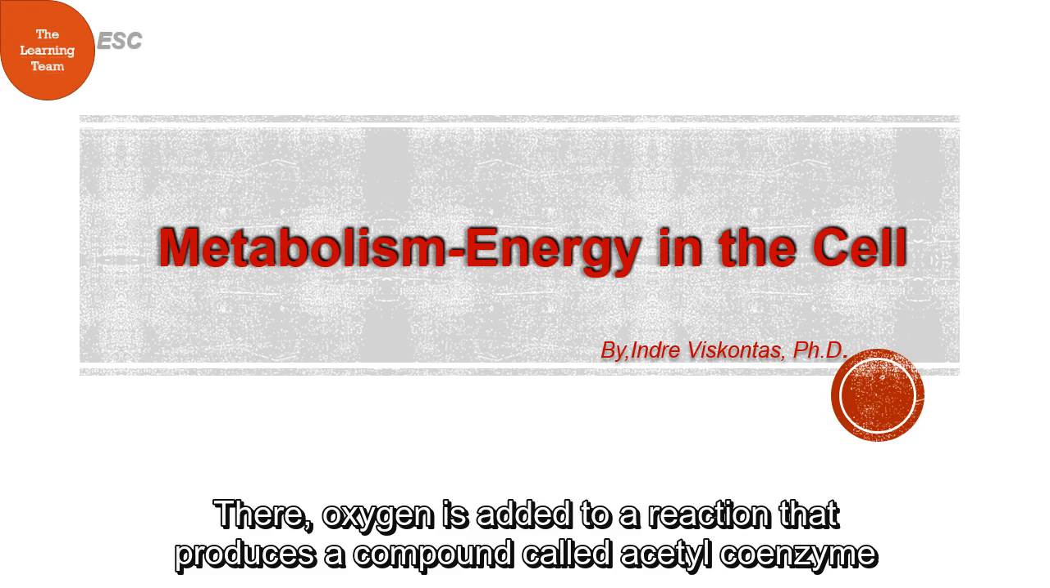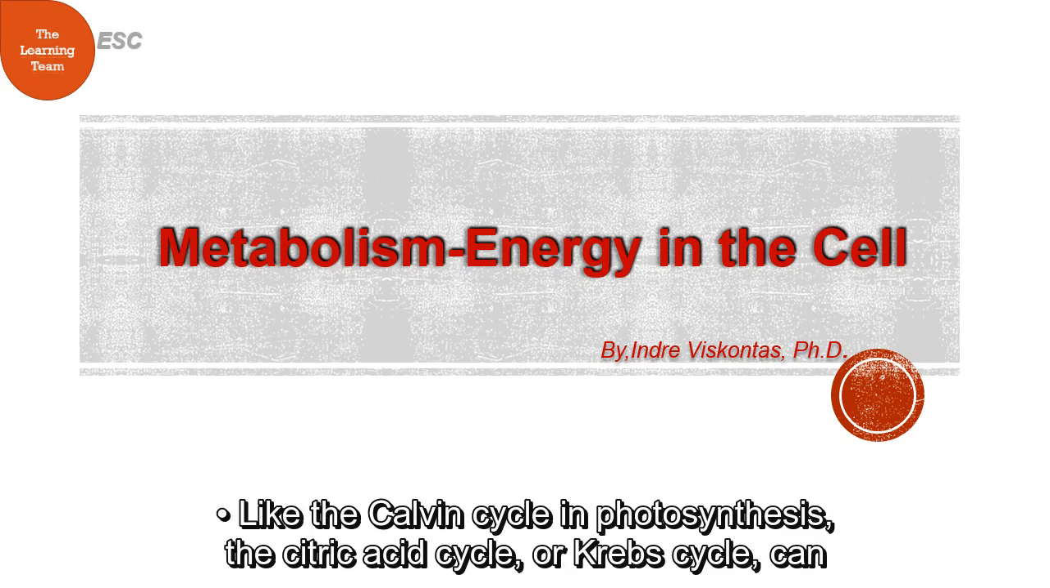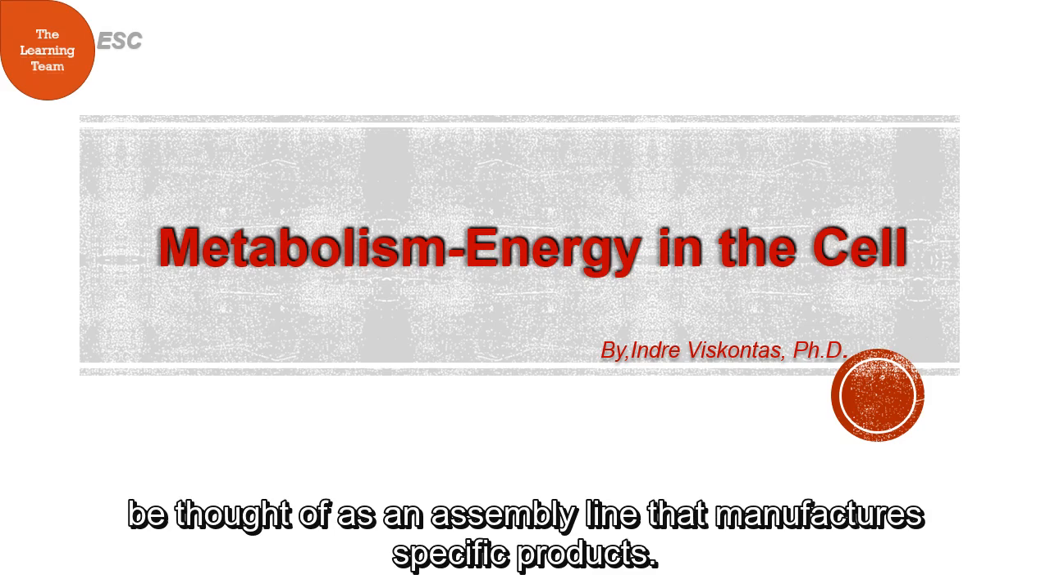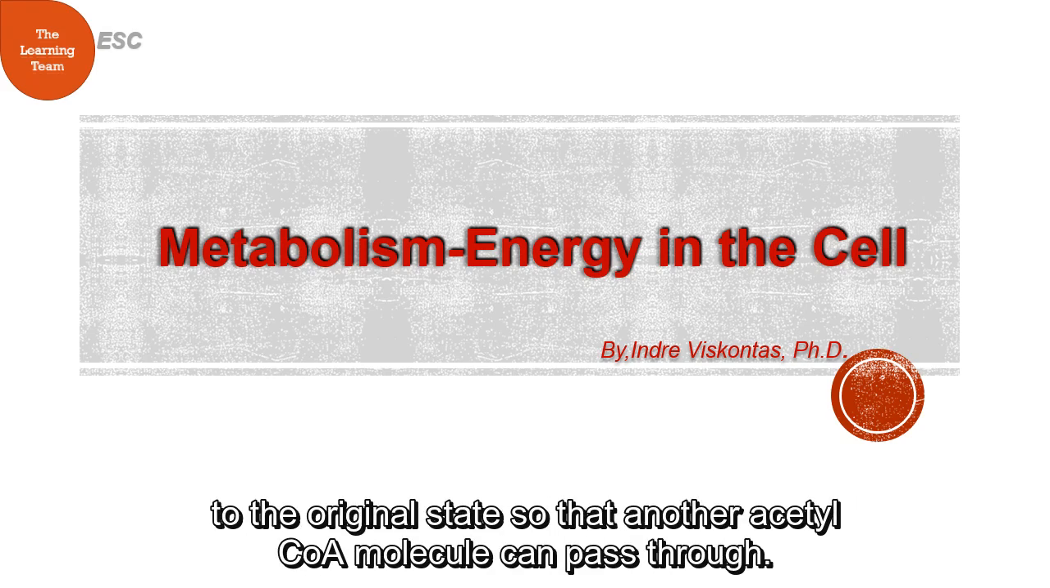There, oxygen is added to a reaction that produces a compound called acetyl coenzyme A, acetyl-CoA, that then enters the citric acid cycle. Like the Calvin cycle in photosynthesis, the citric acid cycle, or Krebs cycle, can be thought of as an assembly line that manufactures specific products. Acetyl-CoA enters, and then there are 8 steps that eventually result in the release of ATP and a return to the original state so that another acetyl-CoA molecule can pass through.